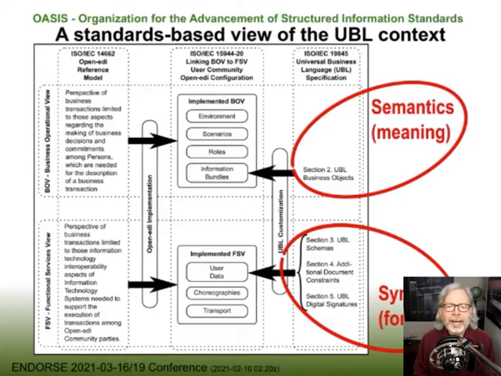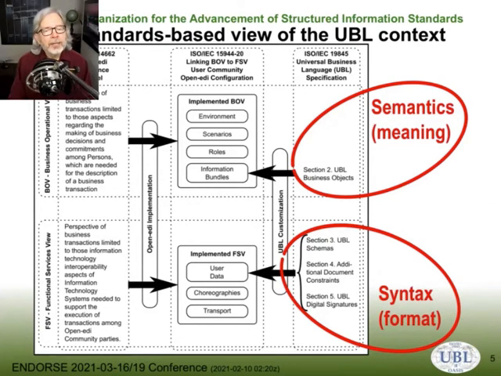But in the real world, we have computer systems that need to exchange structured user data presenting the information of a bundle. These exchanges are choreographed between participants who are connected by some transport mechanism. The purview of ISO IEC 19845, OASIS UBL, is the semantic information bundles and the syntactic marked up user data used to represent the information for computer systems to process.